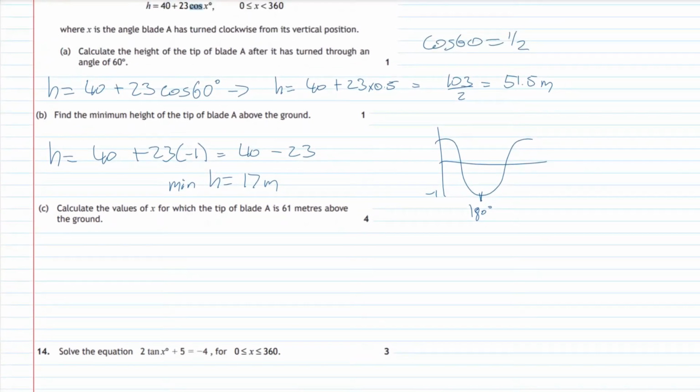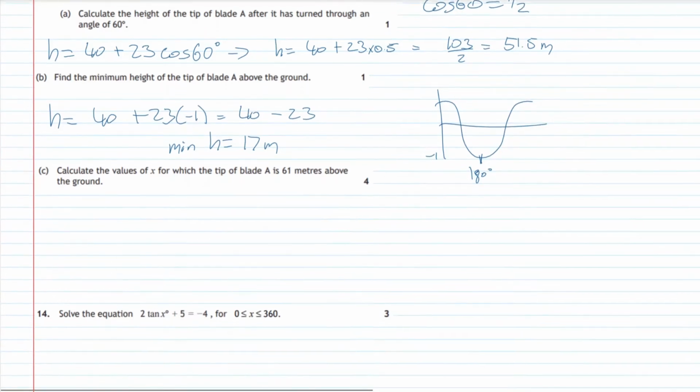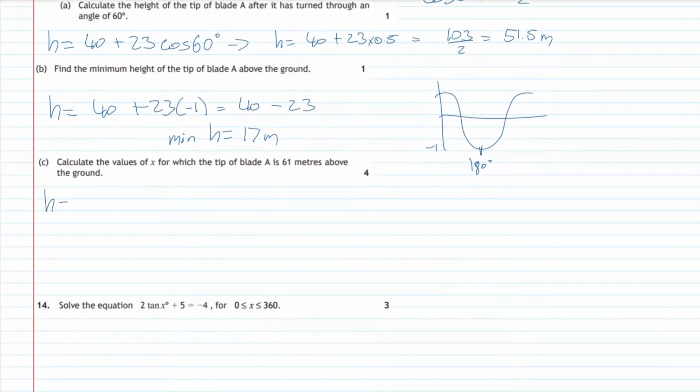Calculate the values of x for which the tip of the blade is 61 meters above the ground. So I'll just copy the equation again. It's asking us to find x when the height is 61 meters above the ground. So we'll just replace h with 61, and we'll rearrange to get our usual trig equation. Actually, I'll rewrite this first so the cos x is on the left, because it's nicer to solve when what you're solving for is on the left.